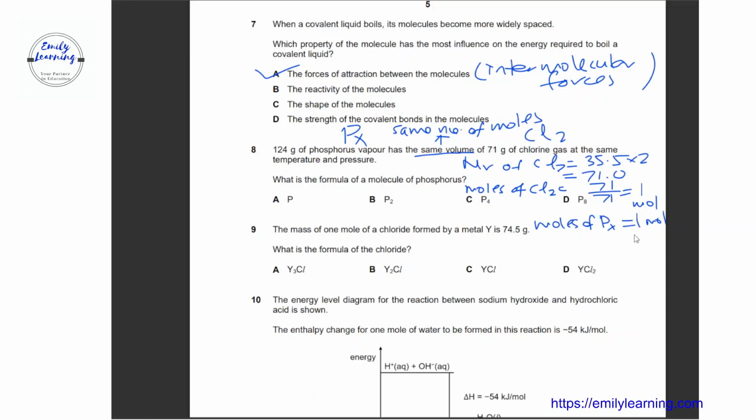So now I know number of moles, I know mass. What can I find? I can find MR, or molar mass, right? So MR of Px is basically 124 over 1, which is 124. Because remember, moles equals to mass over molar mass, or MR. Therefore, your MR is equals to mass over moles.